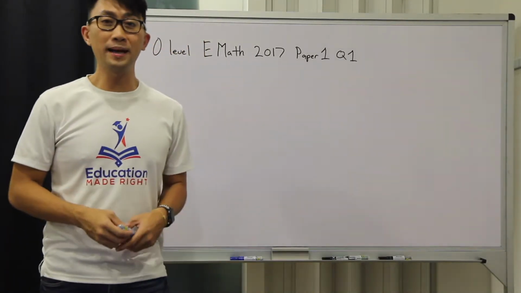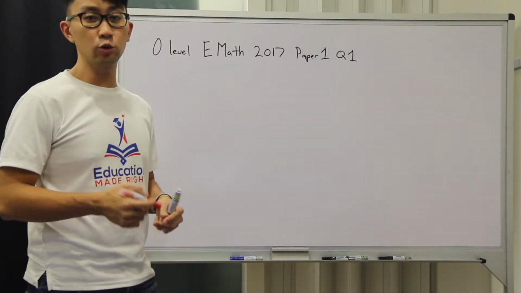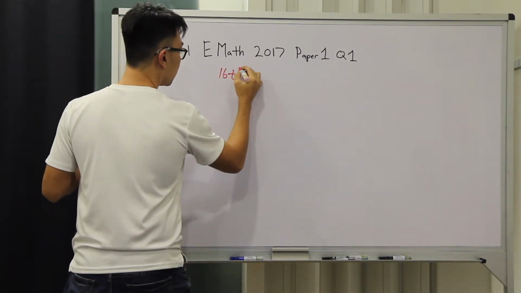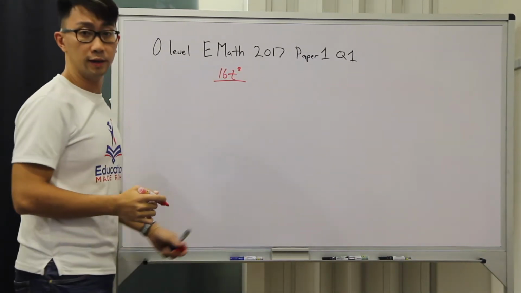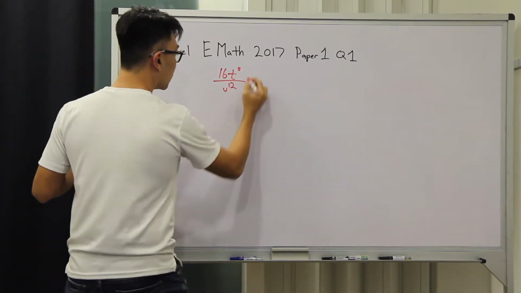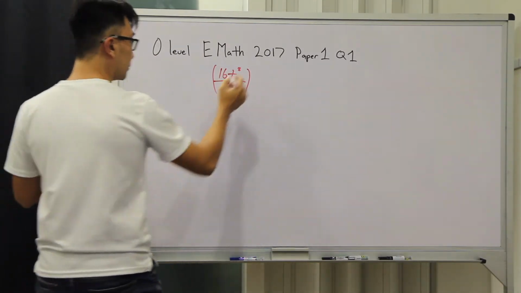Alright, now let's look at part D of the question. We have simplify (16t^8/v^12) and the whole thing to the power of -1/4.